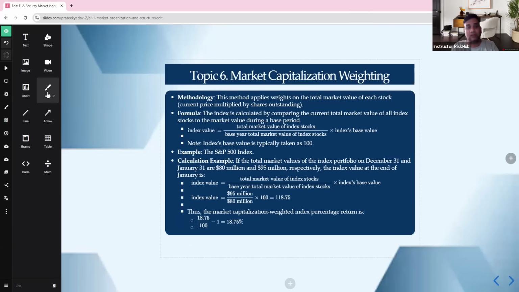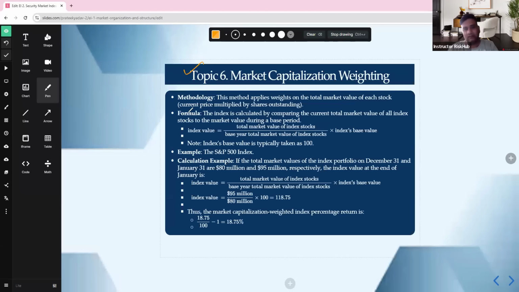Okay. Then we go into market cap weighting. The market cap weighting methodology applies weights based on the total market value of each stock, current price multiplied by shares outstanding. In the formula, the index is calculated by comparing the current total market value of all index stocks to the market value during a base period. Now, the example is 80 million in this particular case. So index value is total market value of index stocks divided by base year total market value of index stocks, times the index base value. The index base value is typically taken as 100.